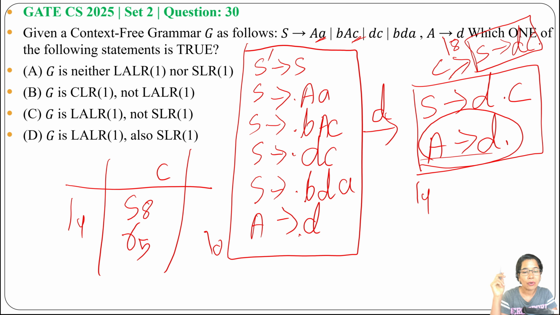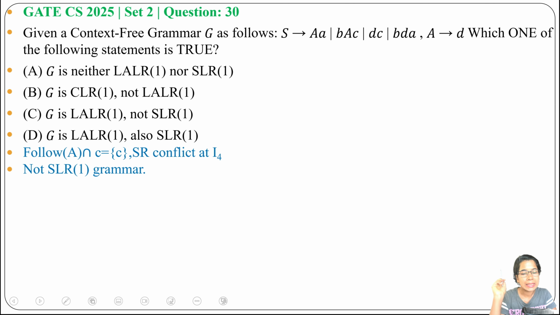That's why it is not SLR. In case of SLR, we write the reduction in the follow column. We need to find the follow of the left side, like follow of A equals A and C. So we need to write this reduction in the A and C columns. So there is a shift reduce conflict in the C column. That's why this grammar is not SLR1. Next we will check CLR1.